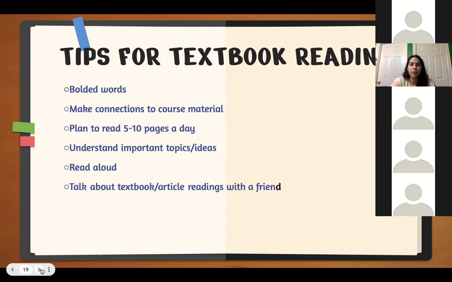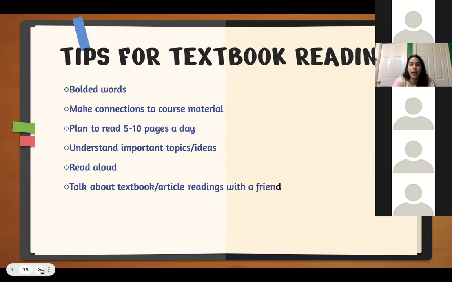Next, I'll be providing you with some tips for textbook readings. So bolded words, majority of the time professors will want you to know the bolded terms in the textbook, and they're usually multiple choice questions on exams. When integrating textbook notes with your lecture notes, I would suggest writing the textbook notes in a different color, so you know which materials are from the textbook and which are from the lecture notes. This was also mentioned by Suprita as well.